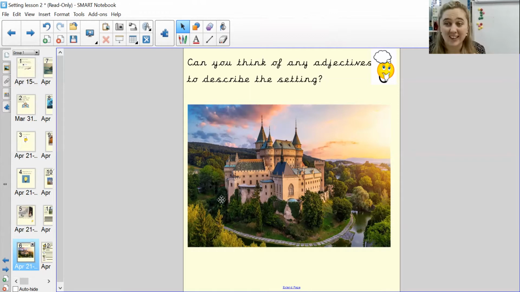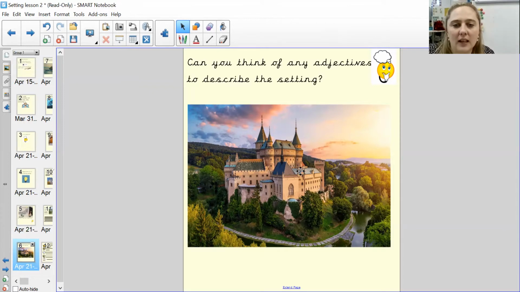So, do you want to hear some of mine? Okay, so I said beautiful, bright sunshine, because it is beautiful and bright, isn't it? Beautiful and bright, that's two adjectives. I also said tall turrets.